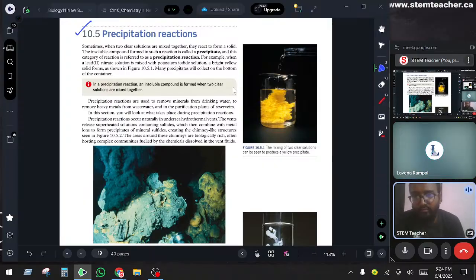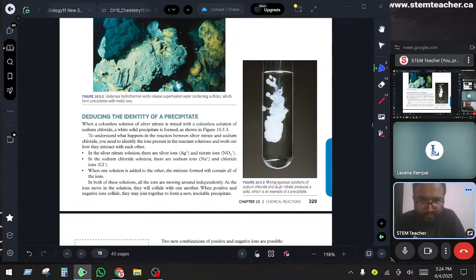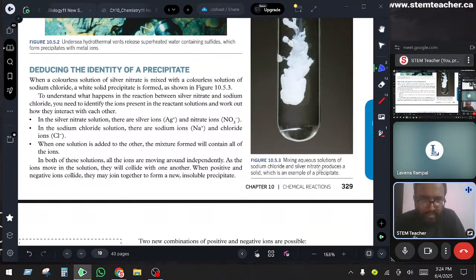Precipitation reaction. So here what happens? Downside some precipitation will remain. Some solid outcome will form. So you can see this kind of solid will remain. Mixing an aqueous solution of sodium chloride and silver nitrate produces a solid, which is an example of a precipitate. Normally when two solutions react, the product is in the form of a solid. All such reactions are called precipitation reactions.